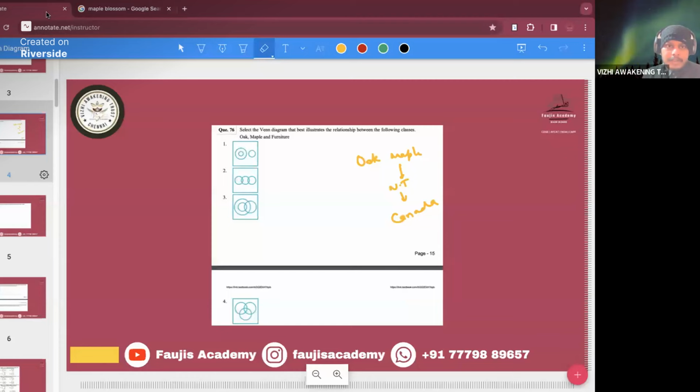And both of these things, coming back to our question, both of these, oak and maple, are used for your timber and furniture purposes. Okay. So damn sure oak and maple both are related to furniture. So this cannot be the answer, right? What do you guys think should be the answer? If this is furniture, it can be oak and it can be maple.